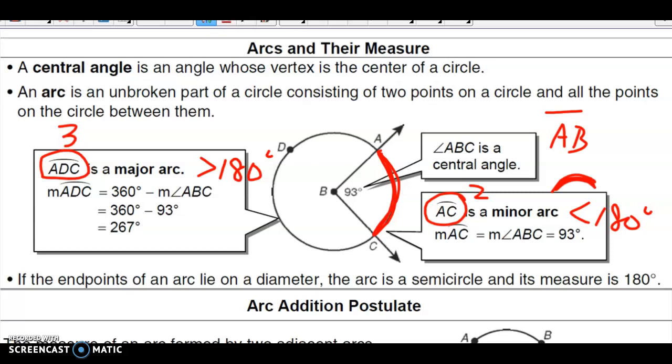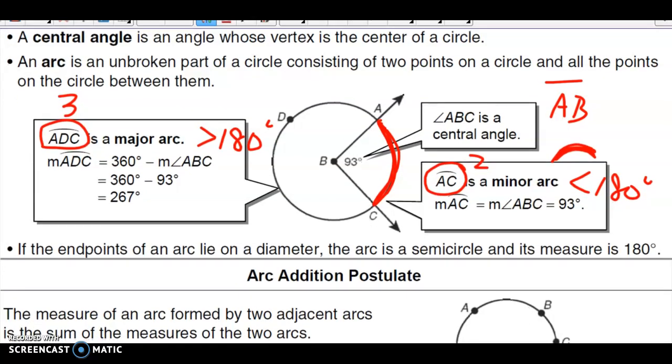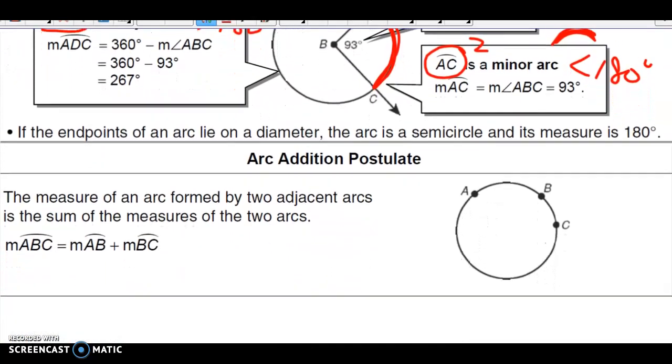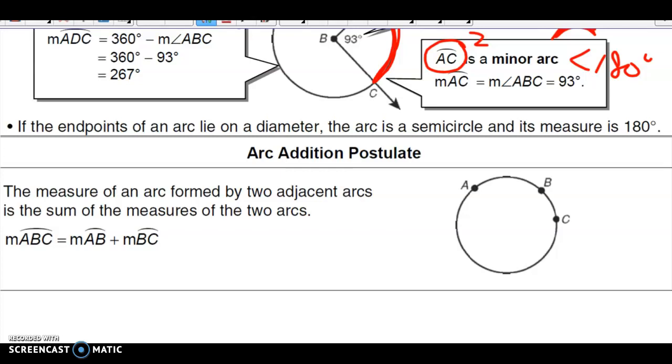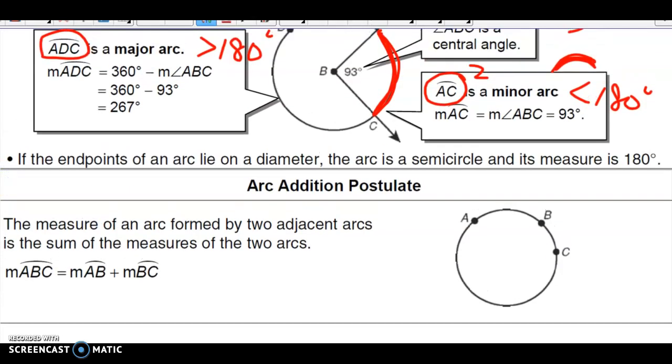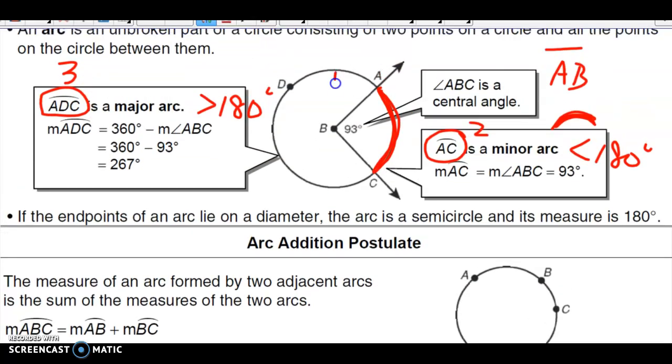Alright? So these are the 2 types of arcs: major arc and minor arc. Major is bigger, minor is smaller. And then, another thing you should know, if the endpoints of an arc lie on the diameter, the arc is a semicircle. This is easy to understand. If this arc is like this, so let's say this is E, this is F, so that's a semicircle. Everybody knows that. A semicircle is 180 degrees, because the total of a circle is 360. Half is 180.